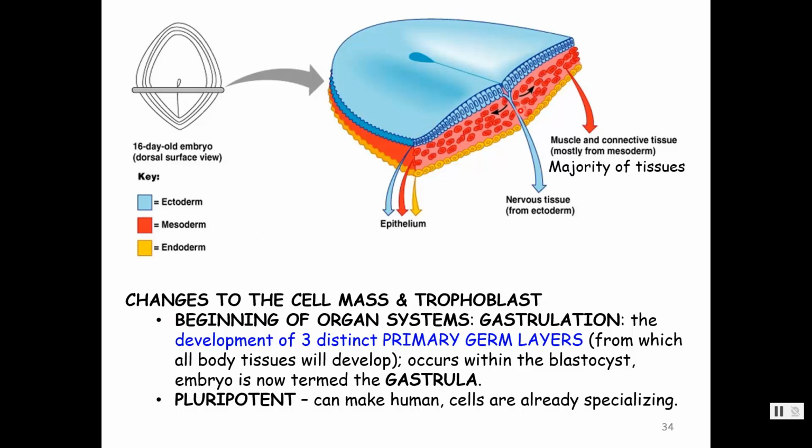This is called a gastrula at this stage. We've talked about a zygote, we've talked about the period of cleavage, we get a morula, we've got implantation of the blastocyst, and this is another really important stage in the embryonic period, the gastrula. And these cells are pluripotent. They can make human cells, but they're already specializing.